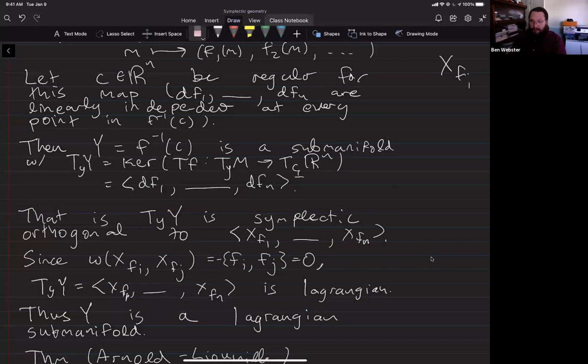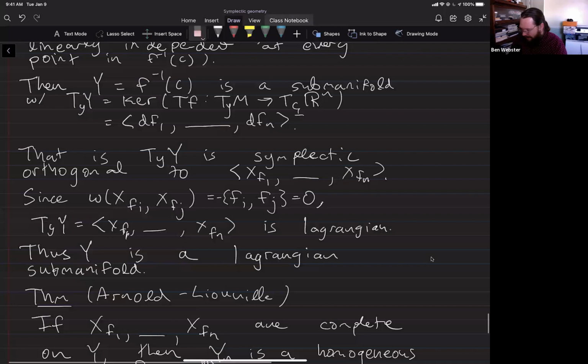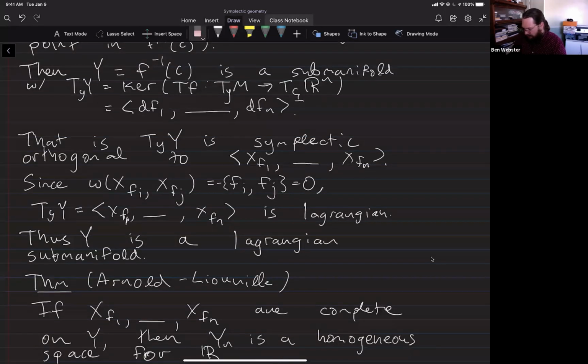I have this fiber, and the Hamiltonian vector fields can move me in all directions on the fiber, all possible directions on the fiber, because there are so many of them. So this Y, it's a Lagrangian submanifold.